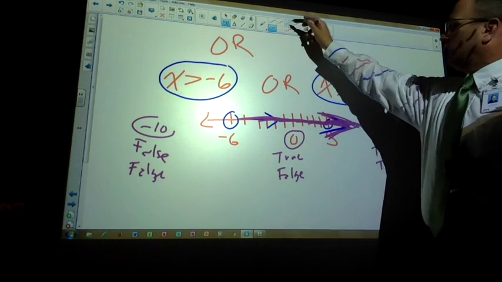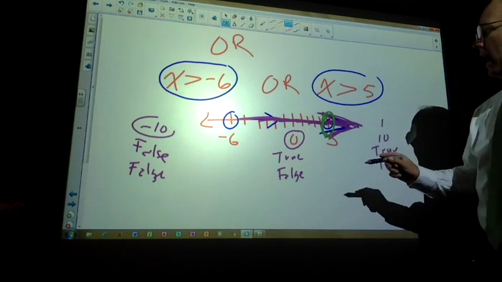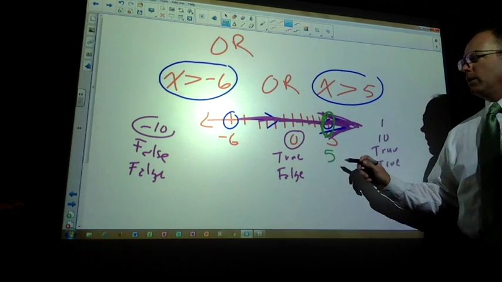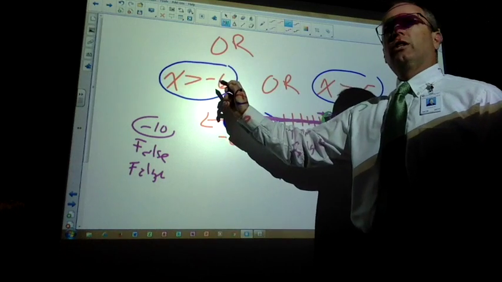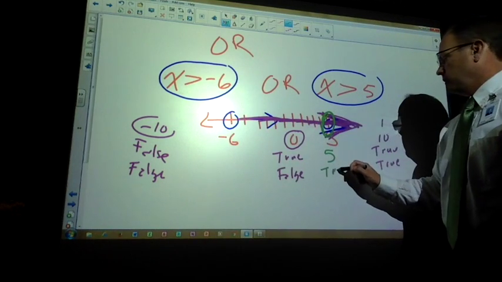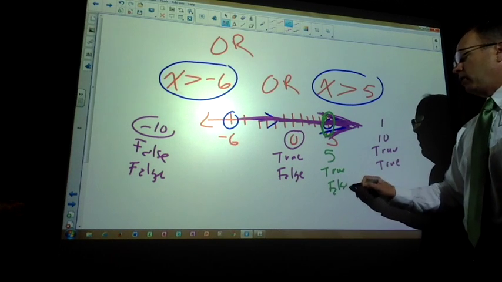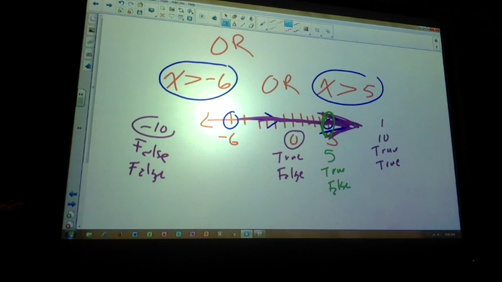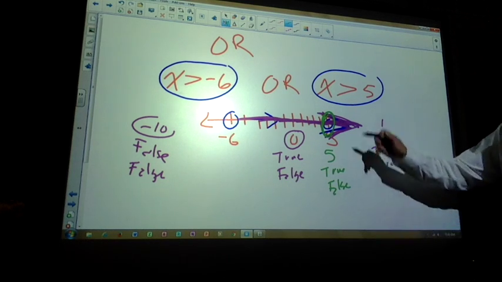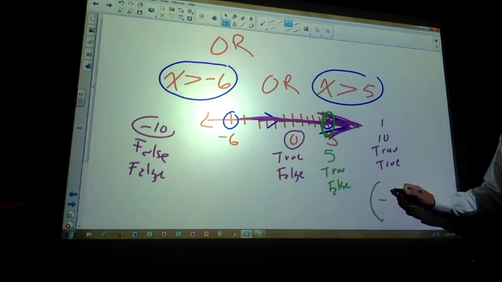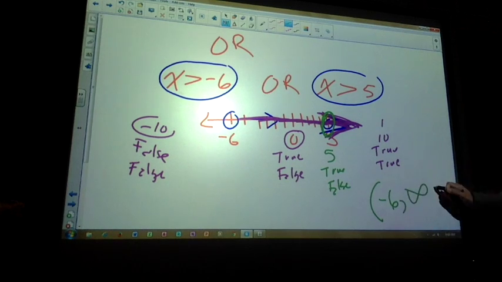Now, let's take this one point here that was also an open dot. That was 5, right? Is 5 greater than -6? Yes. Is 5 greater than 5? No. Do I plot as part of the solution the true-false? Yes, I do on the OR, because it satisfies one of them. So my solution to this problem is a rounded bracket at -6, going all the way to infinity. That's it.